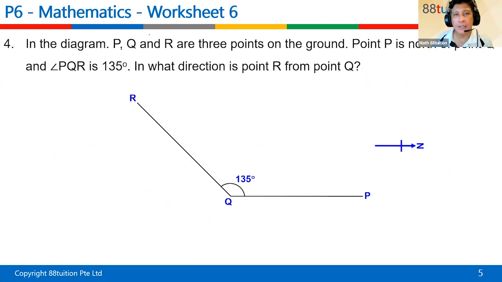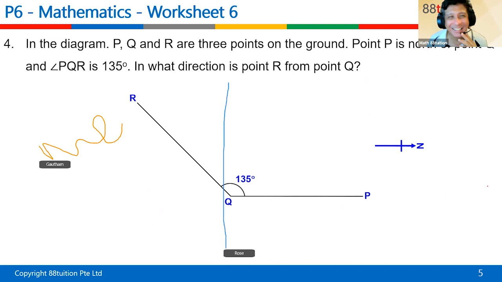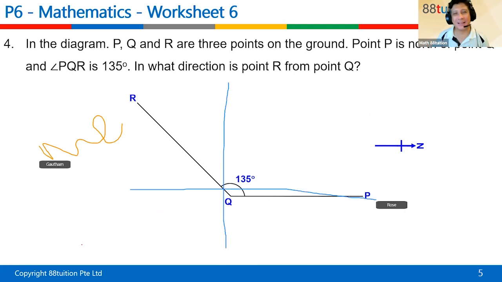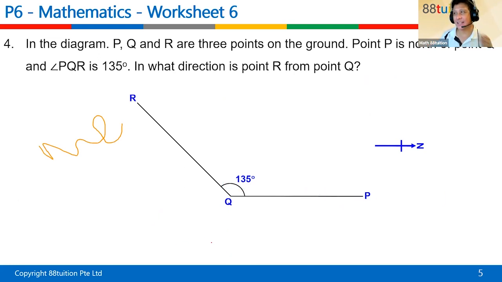So this is our next question. Who wanted to try? This one is a little tricky. Do I have anyone who wants to try? No, nobody wants to try. Okay, Gautam, you want to tell us your answer? I saw Rose writing also, and then disappeared. Never mind, we see Gautam's answer first. Gautam, where's your answer?